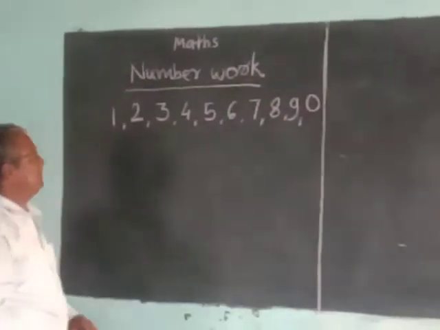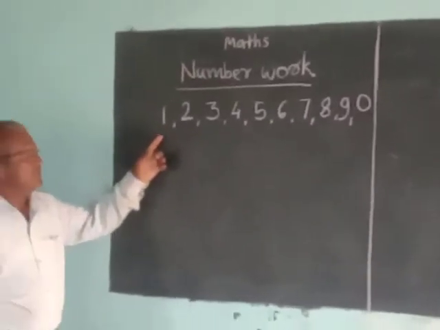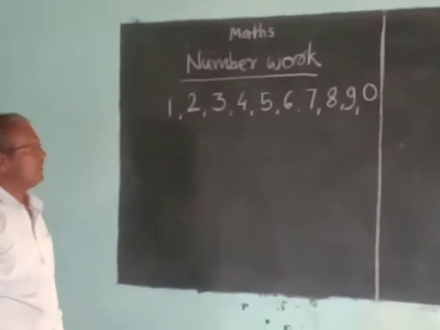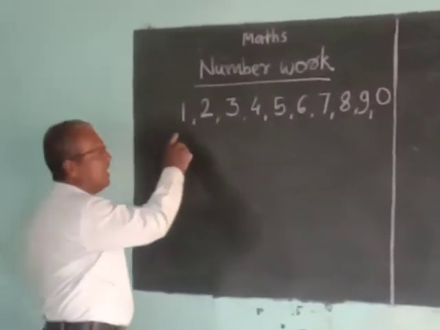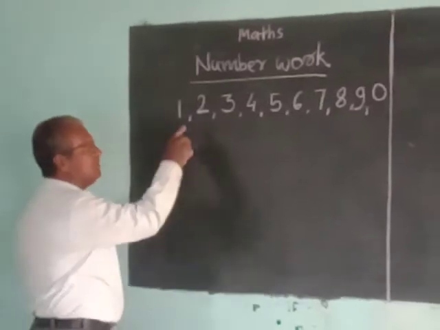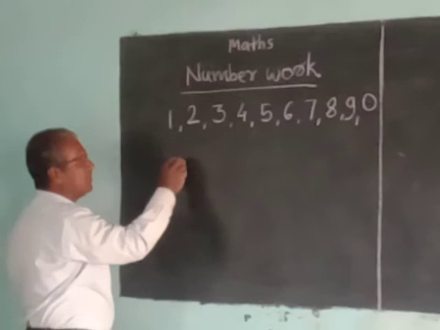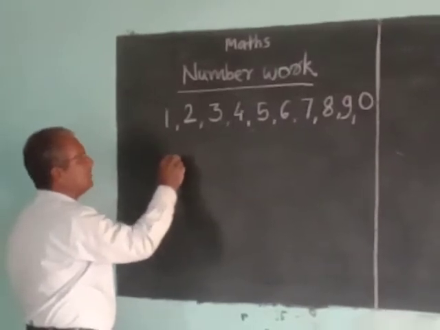Now see, I wrote some symbols here. Those symbols are called numbers. These symbols are used to make numbers, and those are called digits.